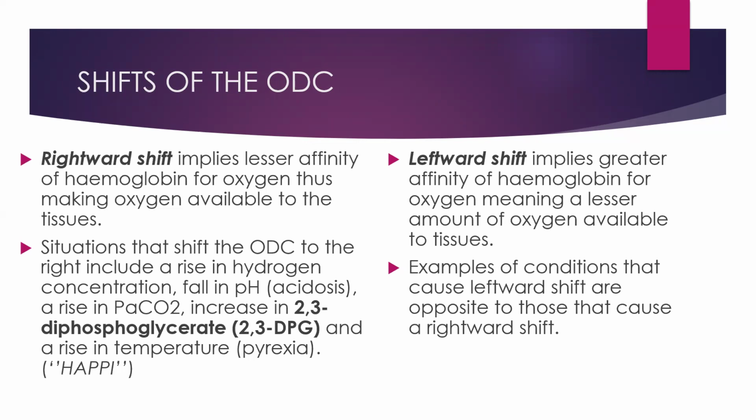The converse is true when you have a leftward shift, like I mentioned. You have higher affinity of hemoglobin, so hemoglobin binds more tightly to oxygen. A fall in hydrogen concentration, alkalosis, a fall in PCO2, and a decrease in 2,3-DPG all cause a leftward shift of your oxygen dissociation curve.